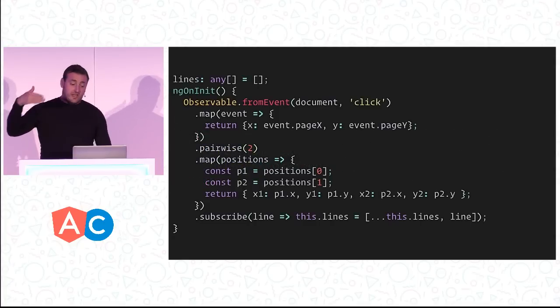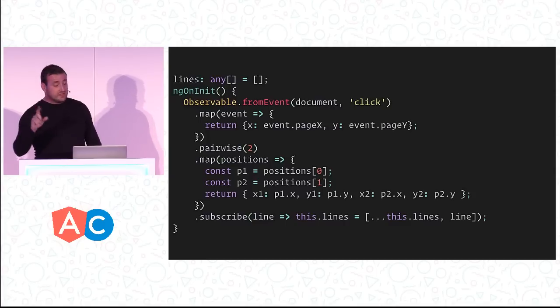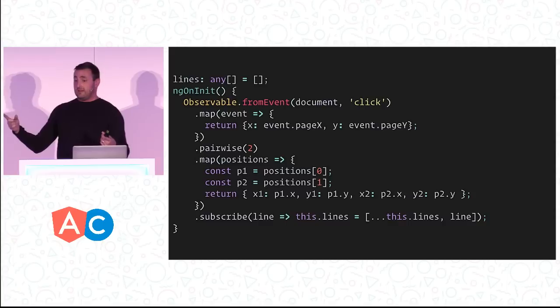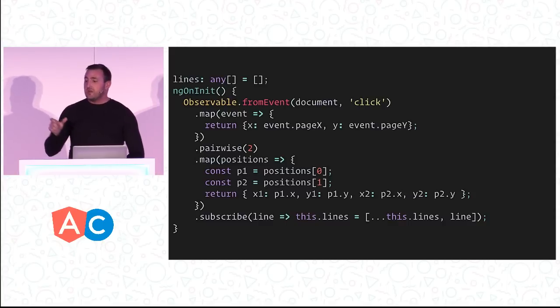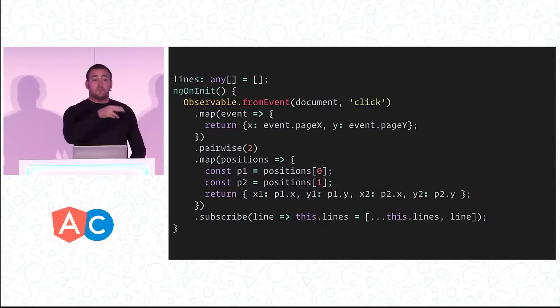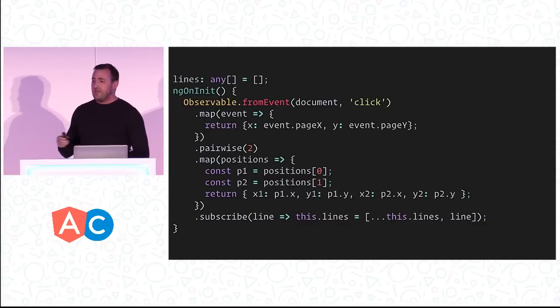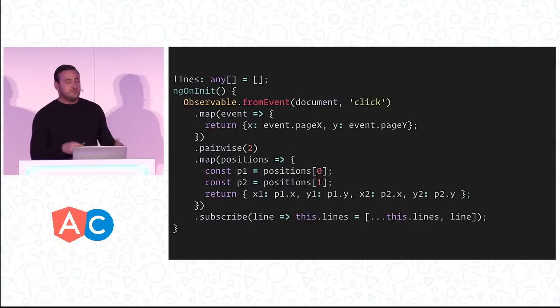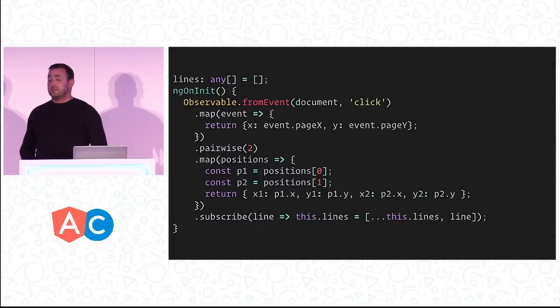So what we're doing is we're capturing the click event, mapping it to an XY pair. We've seen this before. This is where it gets interesting. To do a line, you need 2 points. So we're using the pairwise operator to say group our events into pairs as it comes through the stream. So if you have 1, 2, 3, 4, 5, it's going 1, 2, 2, 3, 3, 4. And because now we have these pairs, we can map this positions array to something that our line understands. And then we're just passing it into our lines collection.